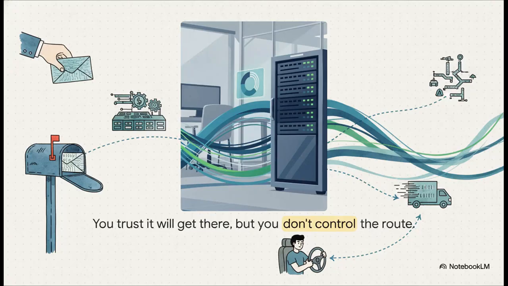I absolutely love this analogy because it makes it so clear. Sending a prompt to a public AI is just like mailing a sensitive package. You drop it in the mailbox and you trust the system to get it there. But you don't control the delivery truck, you don't control the sorting facility, you don't control the exact route it takes or who handles it. Your data goes on a very similar journey, and you're just not in the driver's seat anymore.